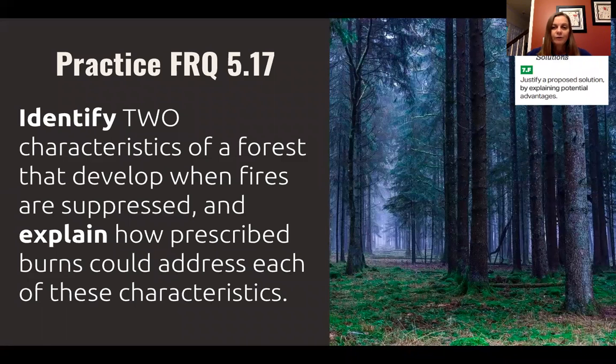Your practice FRQ for this section is to identify 2 characteristics of a forest that develop when fires are suppressed and explain how prescribed burns could address each of those characteristics.